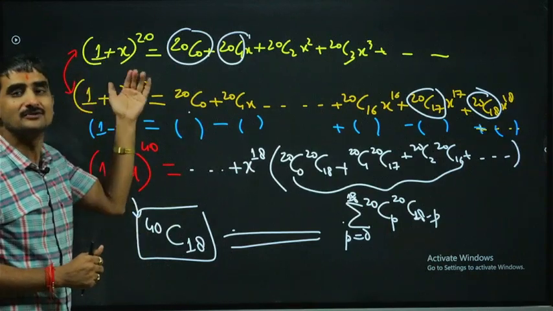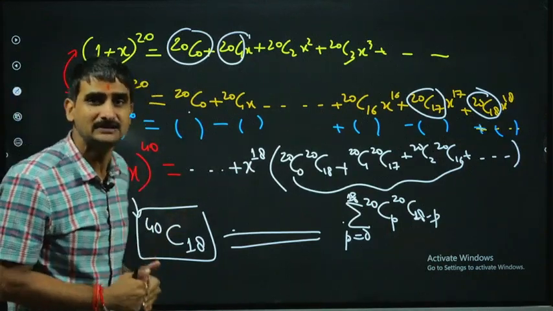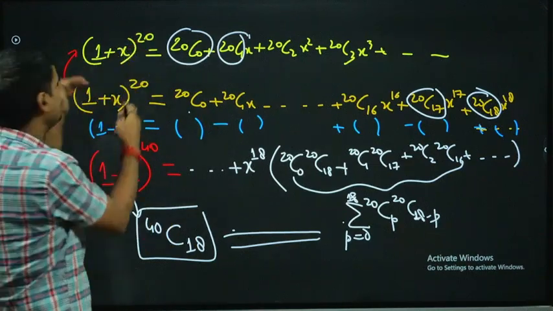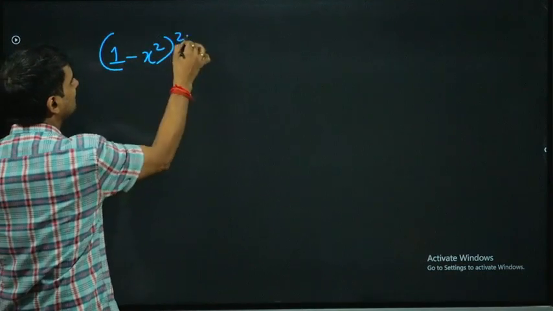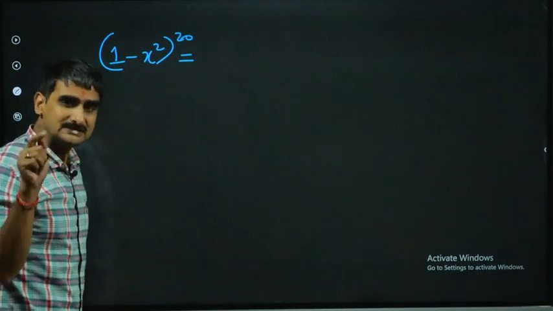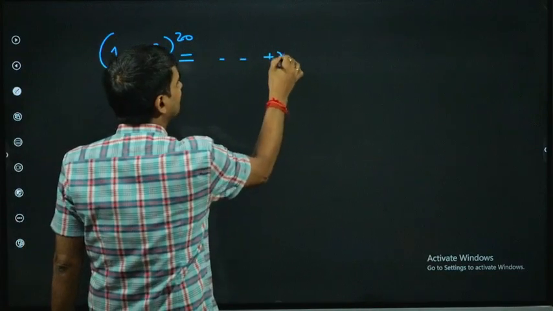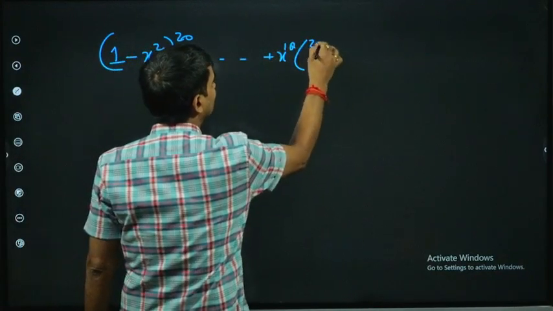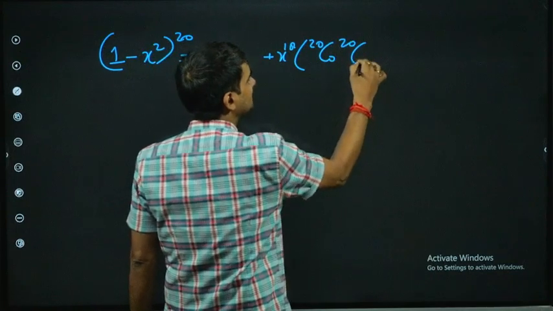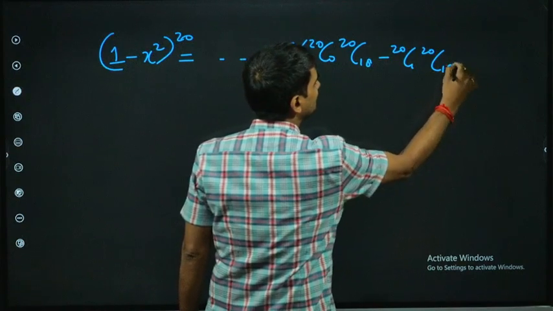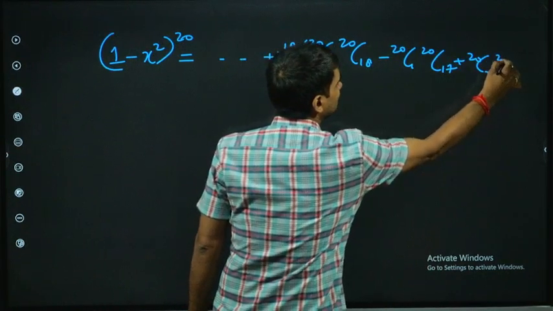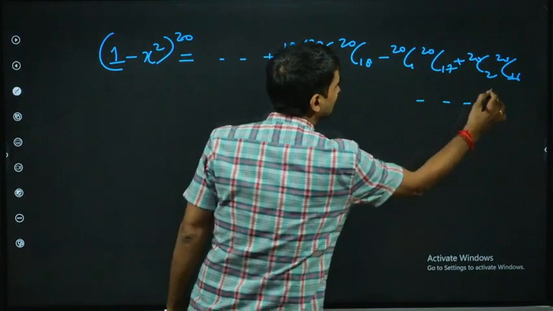Okay. Now if I multiply the first and the second, the difference is that now you don't have the same base, so you are not going to get 1 plus x raised to the power 40. Rather you have the same power, different base. So the bases will get multiplied, 1 minus x square raised to the power 20, and now again the same thing, you will collect the terms for x raised to the power 18. So what will you get? 20C0 into 20C18 minus 20C1, 20C17 plus 20C2, 20C16 minus dot dot dot.